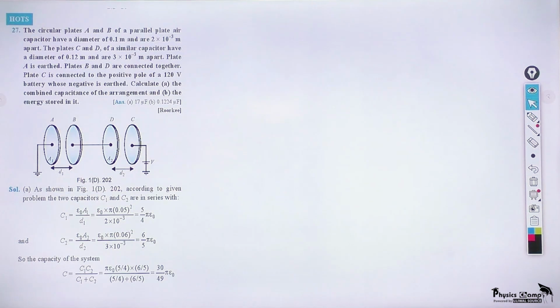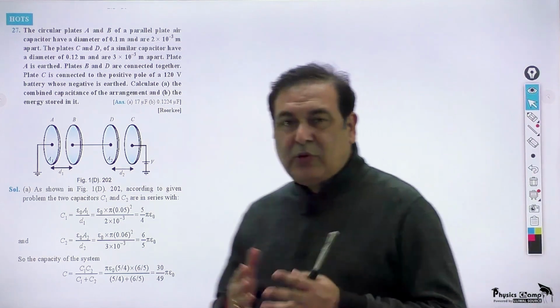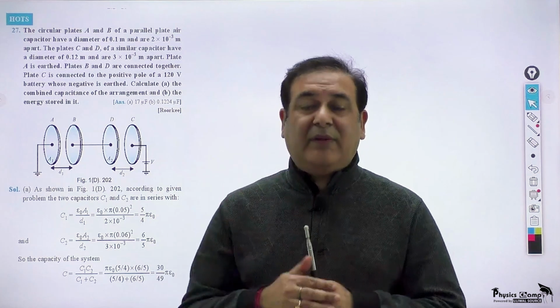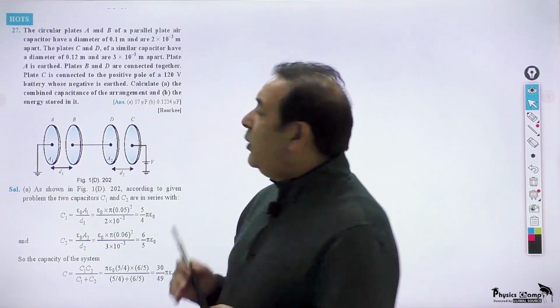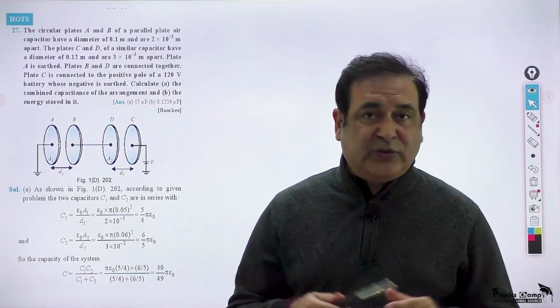Now, as the last question of this level 2 of these questions on capacitor, I must say a very good level that we are doing. I would like to take this question number 27, which is also an IIT question.